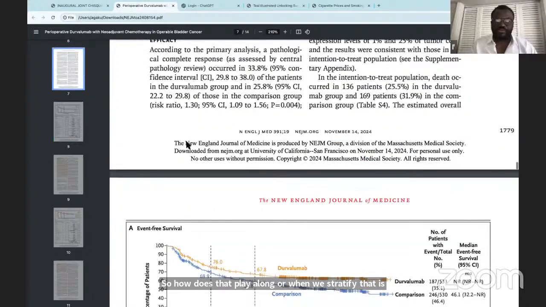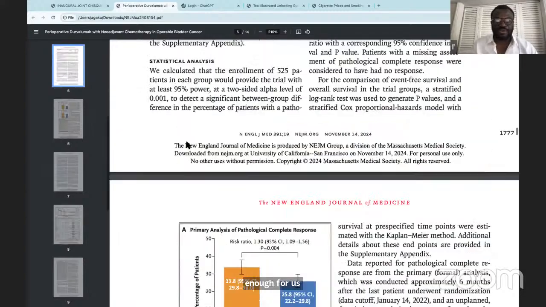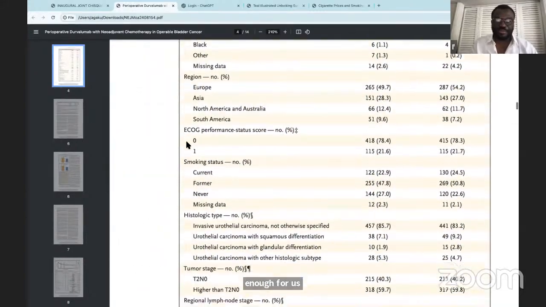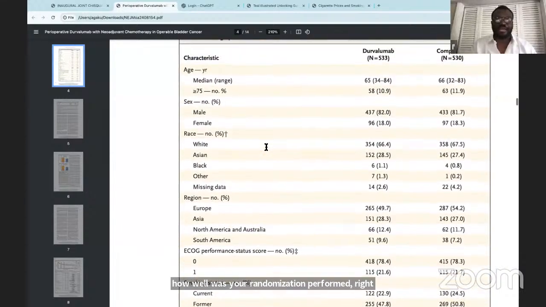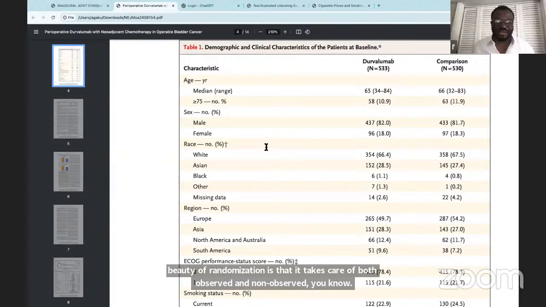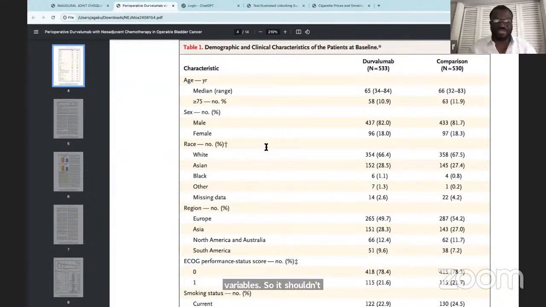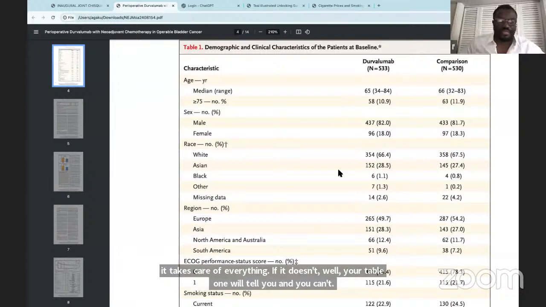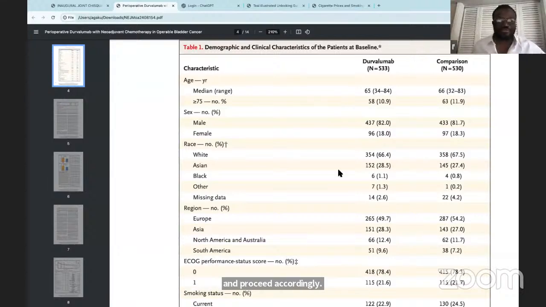And that's why you have to look at table 1. Table 1 is supposed to help you know how well your randomization was performed, right? The beauty of randomization is that it takes care of both observed and unobserved variables. So it shouldn't matter, right? Because it takes care of everything. Now, if it doesn't, your table 1 will tell you, and you can proceed accordingly. This is why we still collect variables, potential confounding variables, so that we can still adjust for them should there be evidence that our randomization was not balanced.